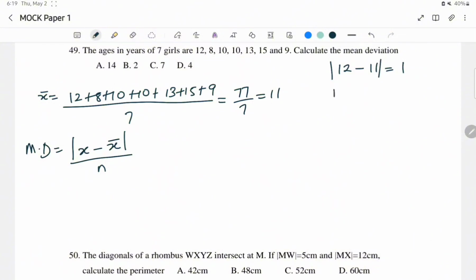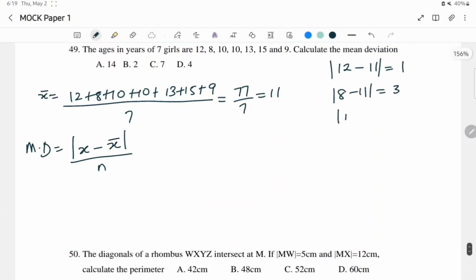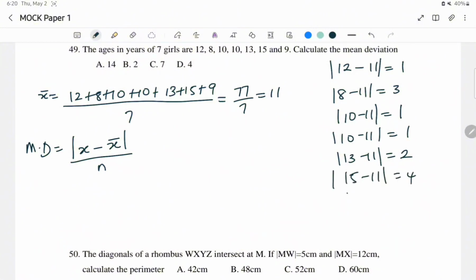The second number is 8, so 8 minus 11 is negative 3, right? But since it's absolute value, we are going to write the positive value, which is 3. Then we have 10 minus 11, which is negative 1, but we are going to write 1 since we are working with absolute values. The same thing for the next number, which is still 10: 1. 13 minus 11, which is 2, 15 minus 11, which is 4. Then lastly, 9 minus 11, which is minus 2, but we are working with absolute values, so we are going to write the positive, which is 2.